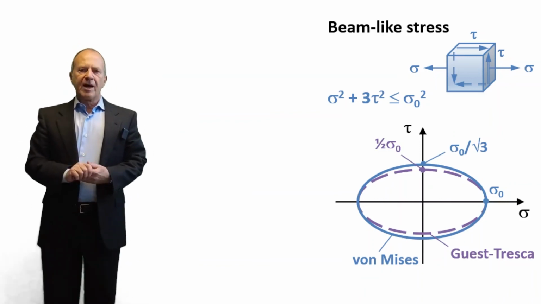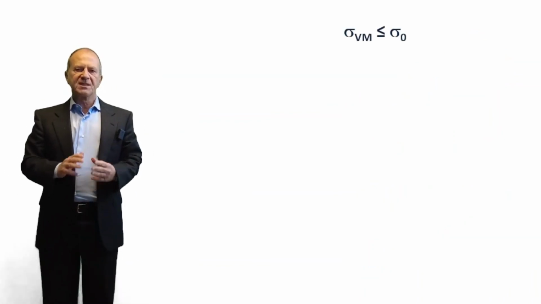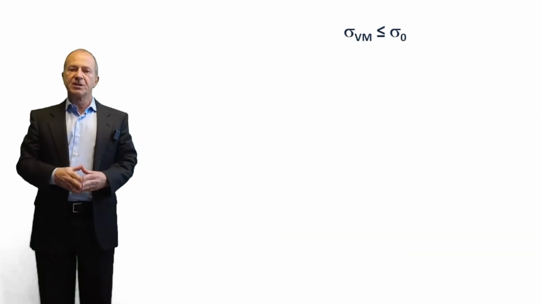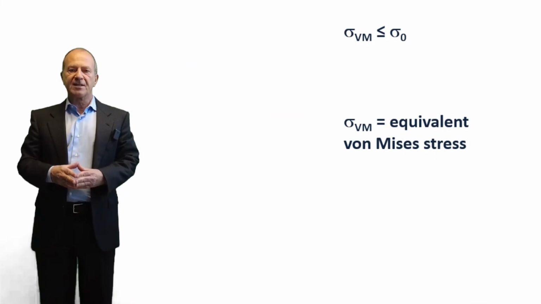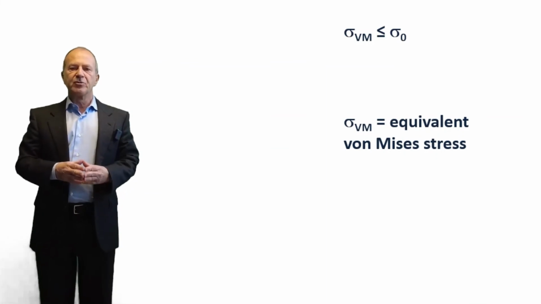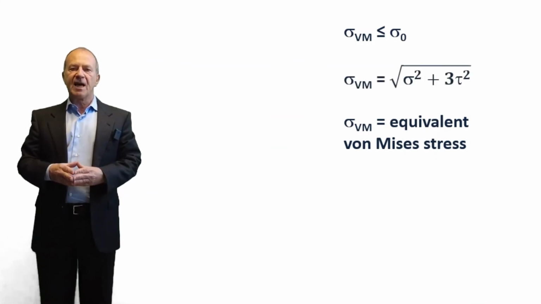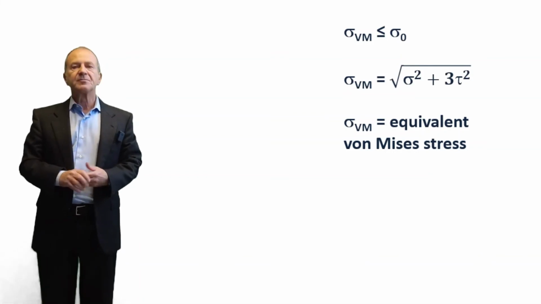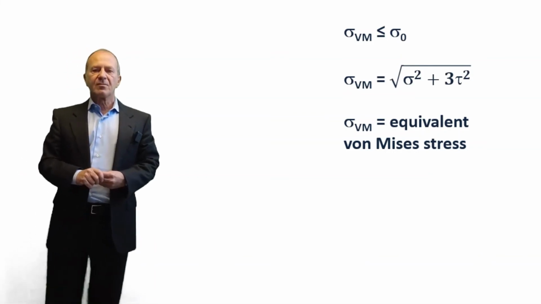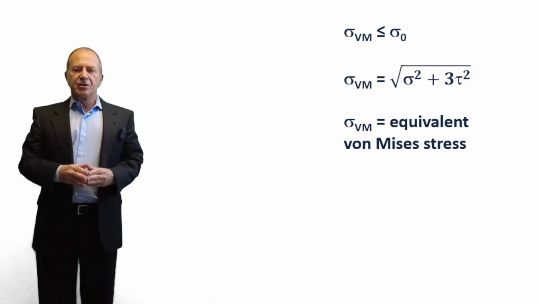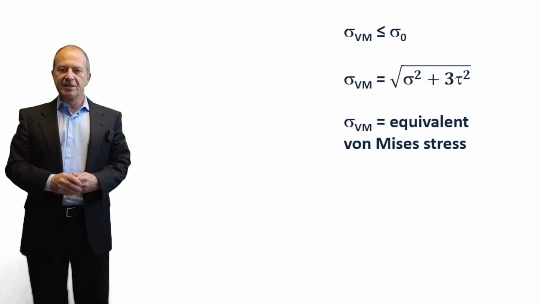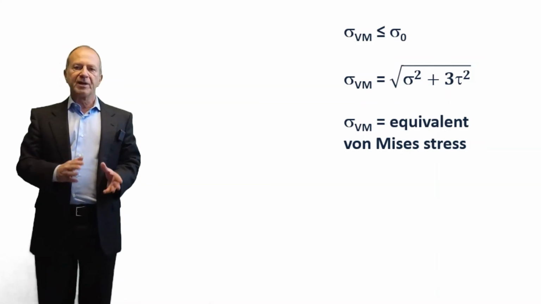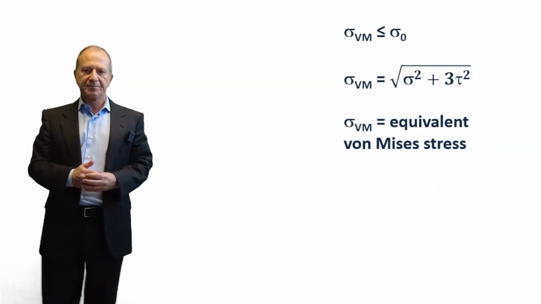Again, this is because von Mises criterion is less conservative than Tresca criterion for a given admissible stress sigma 0. We can rewrite this inequality in the form sigma VM less than or equal to sigma 0, where sigma VM is called von Mises equivalent stress, and is given by the square root of sigma squared plus 3 times tau squared. The definition of equivalent stress is similar to that obtained from Tresca criterion. It is sufficient to replace a 4 by a 3.